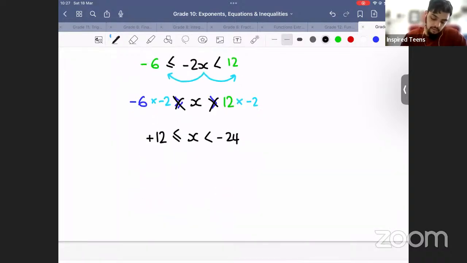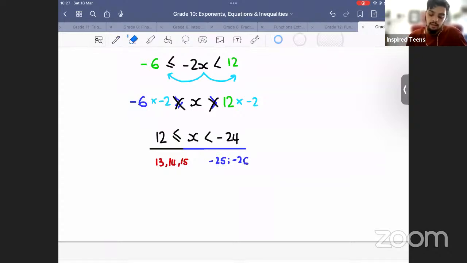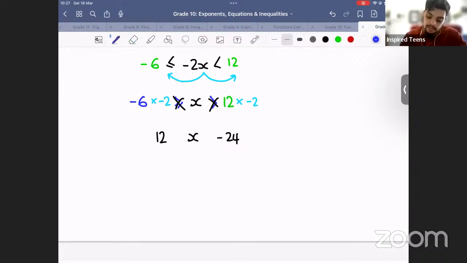Oh yeah, sorry, positive 12. So here it says x is greater than 12. So what's greater than 12? 13, 14, 15. However, it says it's less than negative 24, not negative 25, negative 26. How can it fulfill both of these criteria? It doesn't make sense at all. So if you forget to flip it, that's what it's going to look like. Sorry, here we have a negative times a negative, which gives us a positive 12.